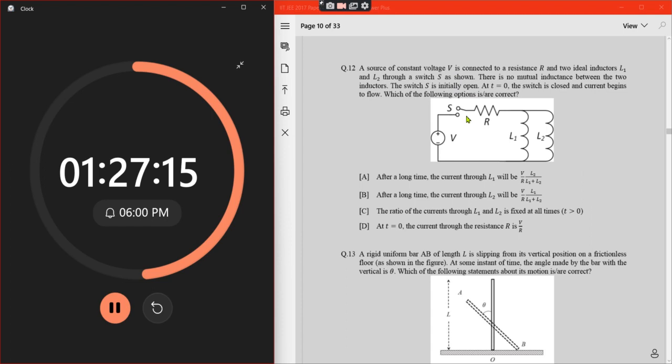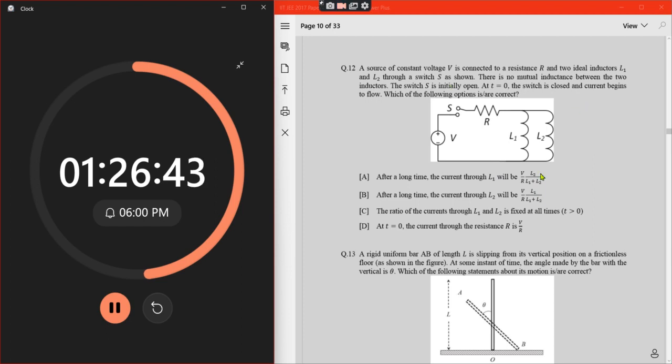The voltage is applied by this source, okay. The switch, there's no mutual inductance between the two inductors. The switch S is initially open, at t equal to 0 the switch is closed and the current begins to flow. So the following is not correct. Okay, so now the current starts to flow, which means, oh, this will oppose it. Yes, so after a long time, okay, good, after a long time, through this wire, the current through L1 will be this.